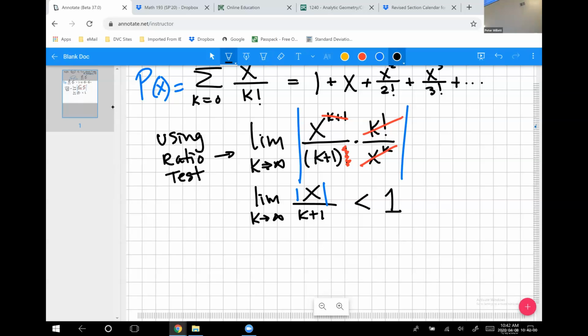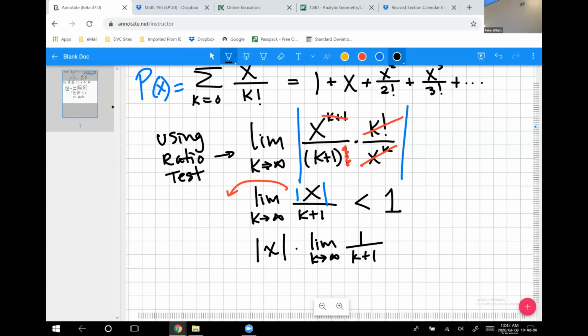So the absolute value of x will be some number that doesn't change as k goes 1, 2, 3, 4, 5 and heads off to infinity. So I can actually pull that out of the limit. What I end up with is the absolute value of x times the limit as k goes to infinity of 1 over k plus 1. And I'm trying to figure out when this might be less than 1. Depending on which values of x I have, would this be less than 1?